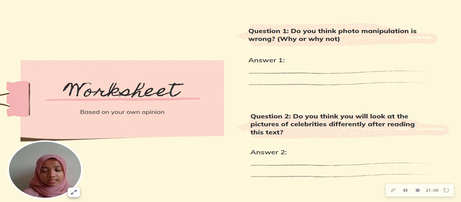Next is question 2. Do you think you will look at pictures of celebrities differently after reading this text? What do you think? You can give your opinion in the comments down below.